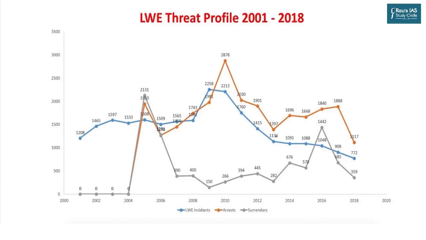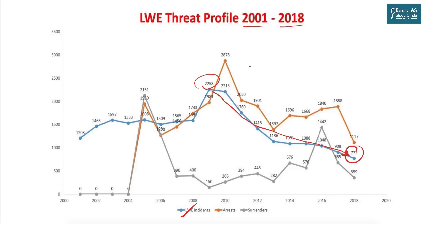So what is the current status of left-wing extremism and the activities related to it? So if you look at the data from 2001 to 2018, you can see that there is a persistent decline in the left-wing extremism incidents, which means the attacks being carried out by the Naxalites. As compared to more than 2200 incidents in 2010, it has come down to less than 800 cases in 2018, and this is the data given by the Ministry of Home Affairs.